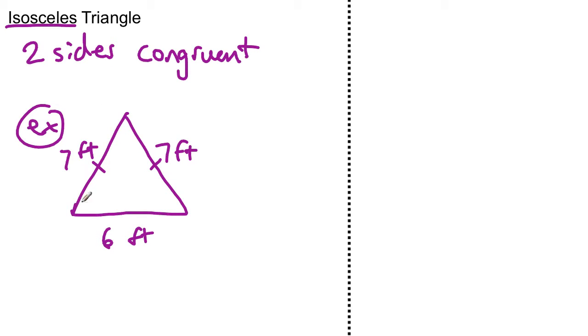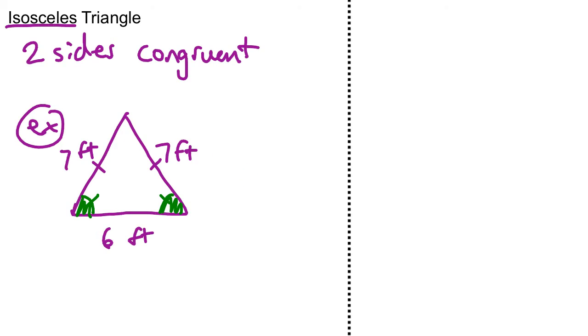Okay, one other thing about isosceles triangles, the base angles, I'm going to mark this in a different color. The base angles are equal. Do you see that? So this angle here equals this angle here.